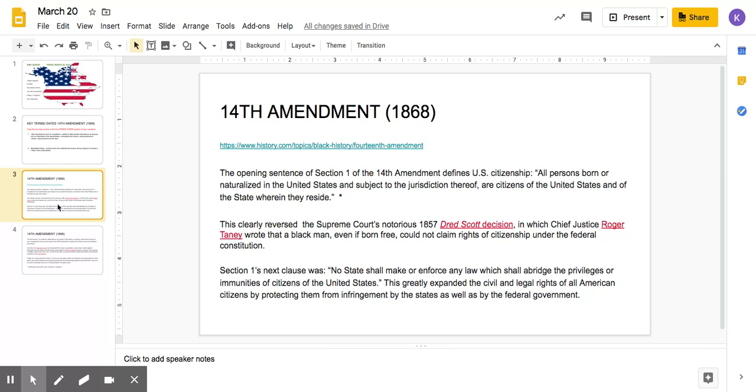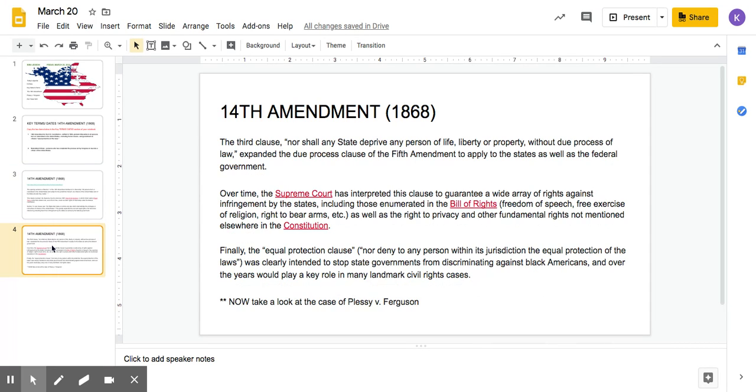The next clause in Section 1 says that no state shall make or enforce any law that abridges the privileges or immunities of citizens of the United States. This greatly expanded the civil and legal rights of all American citizens, protecting them from infringement by the states as well as by the federal government. And then the third clause says that nor shall the state deprive any person of life, liberty, or property without due process of law. This expanded the due process clause of the Fifth Amendment to apply to the states as well as the federal government.